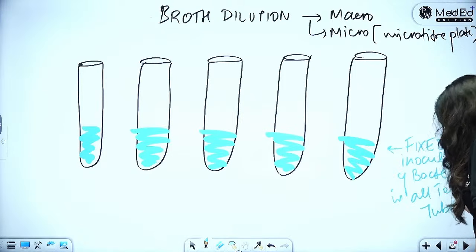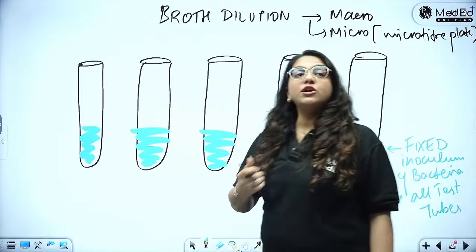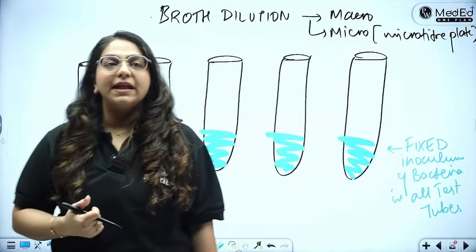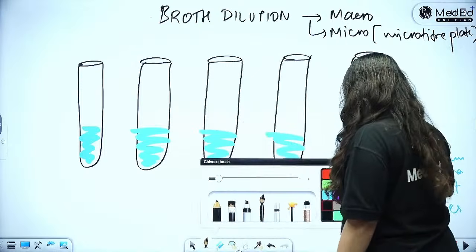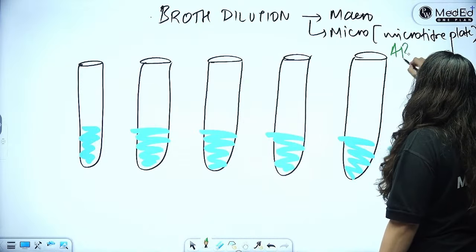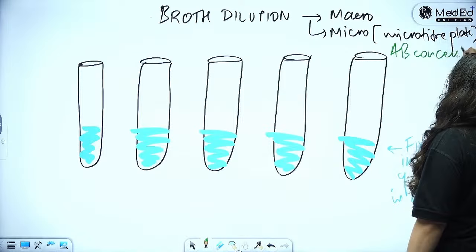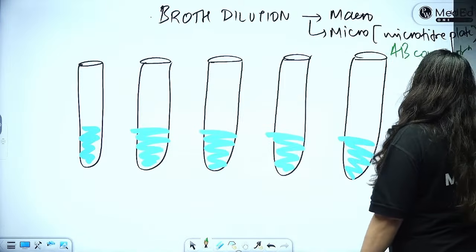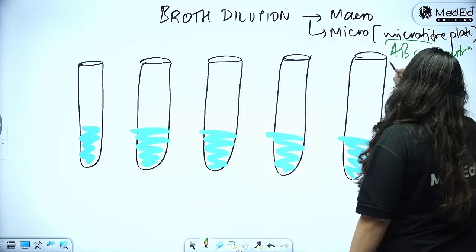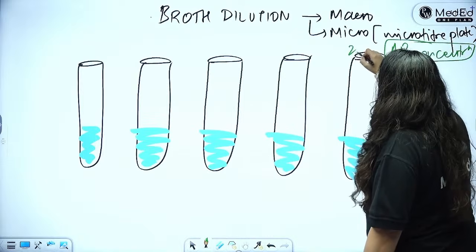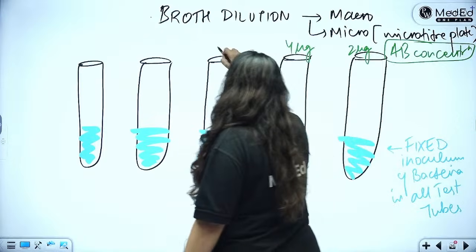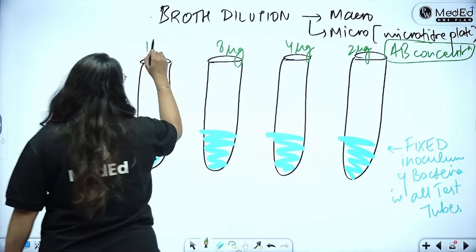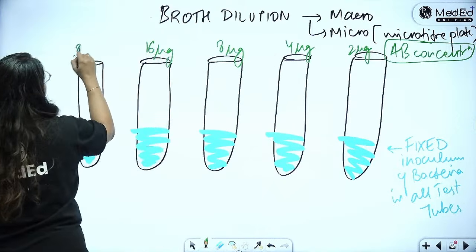Now I will keep changing the concentration of the antibiotic that I am using. Suppose the antibiotic concentration in this test tube is 2 micrograms. In this I have made 4 micrograms. This one is 8, this one is 16, this one is 32.